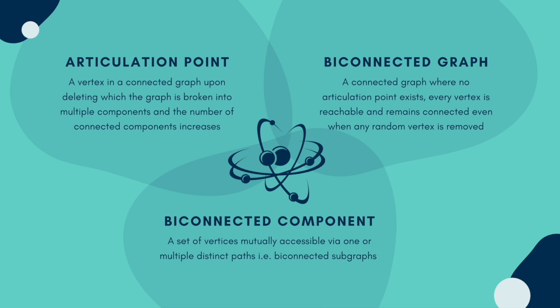Now, what is a biconnected graph? A biconnected graph is a graph where there is no articulation point. That means that there is no vertex in the graph such that if we remove it, the entire graph will be scattered; rather, it will still be reachable from vertex to vertex. Now, the biconnected component. The biconnected component is a set of mutually accessible vertices from distinctive paths. I said earlier that each biconnected component is also known as a biconnected subgraph, and that's why we had to know the idea of a biconnected graph, and to understand a biconnected graph, we had to know the articulation point.